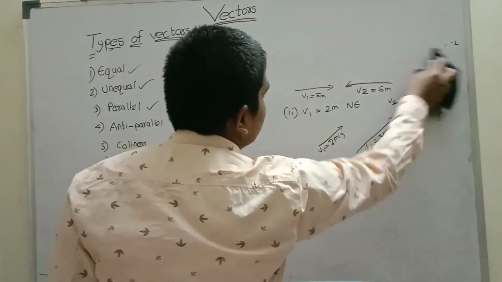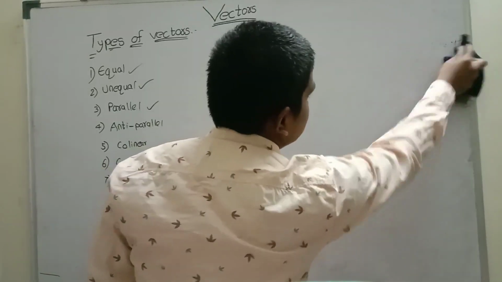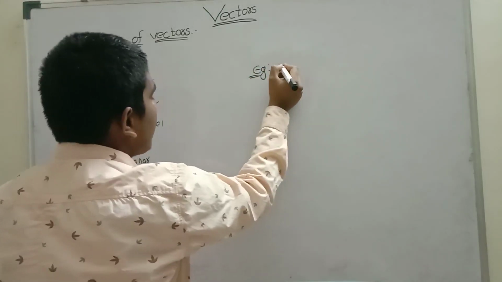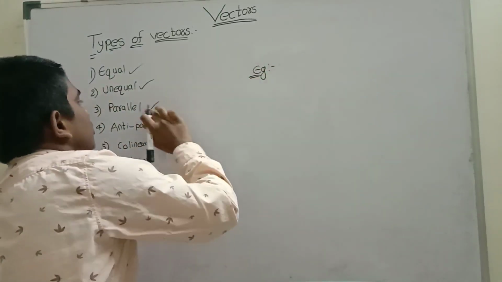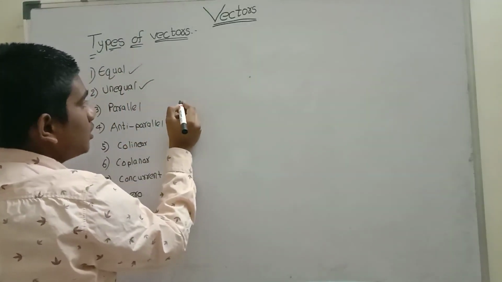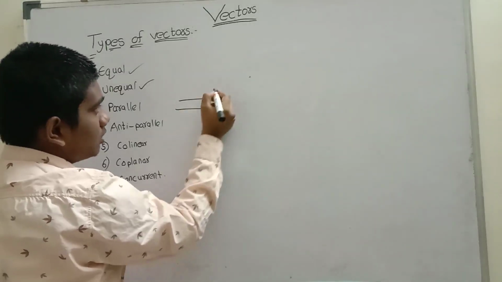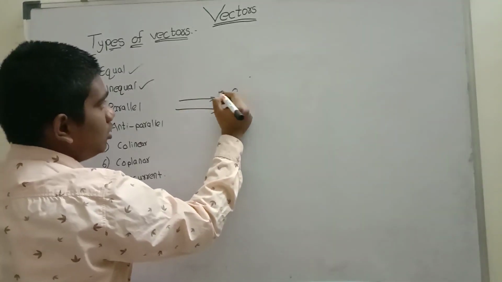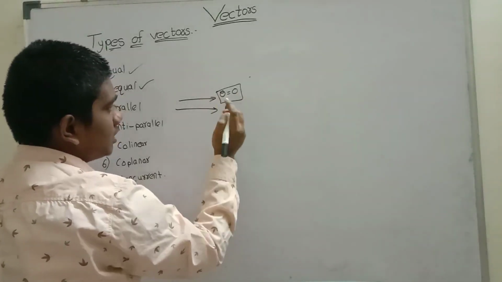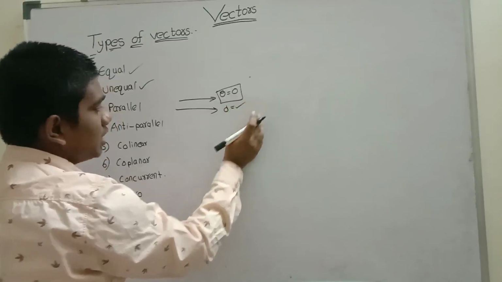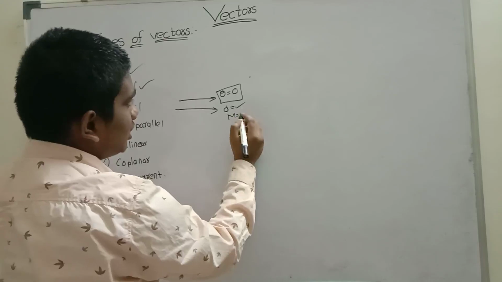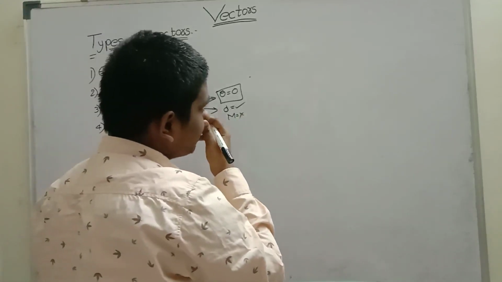Parallel. Let us understand this by one example. Parallel means simply, if two vectors are there, the angle between them must be 0. They should both be in the same direction. Direction should be the same. Magnitude doesn't matter here.